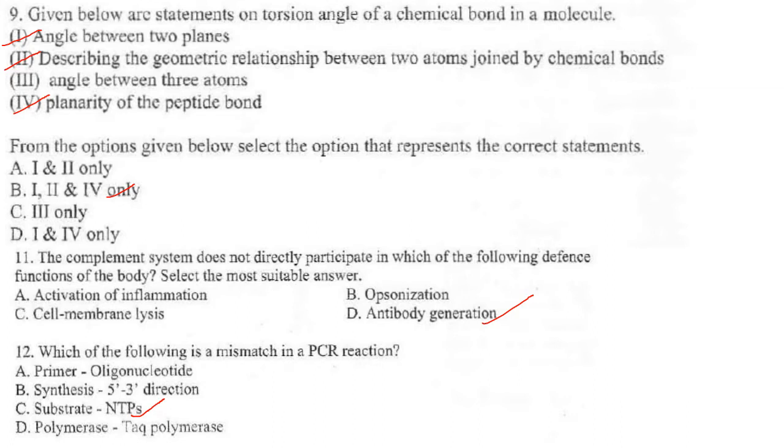Primer oligonucleotide, synthesis in 5' to 3' direction, substrate NTPs, and polymerase is Taq polymerase. Substrate NTPs is the mismatch. It is a DNA template. So answer is option C. NTPs are used by Taq polymerase to synthesize new DNA.